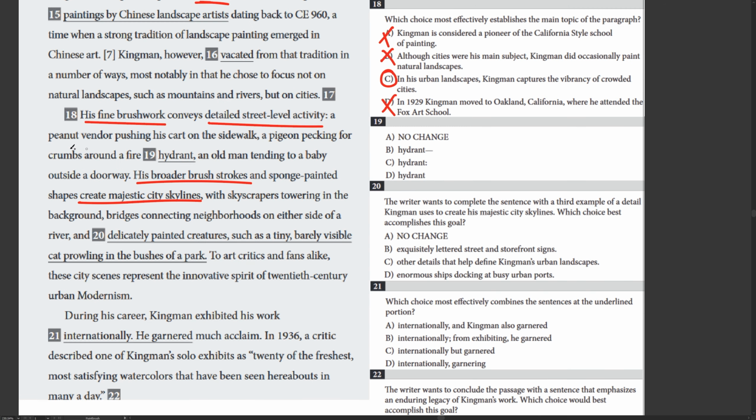So 19, let's look at the first sentence before the sample. His fine brushwork conveys detailed street-level activity. Peanut vendor pushing his cart on the sidewalk, a pigeon pecking for crumbs around a fire hydrant, an old man tending to a baby outside a doorway.